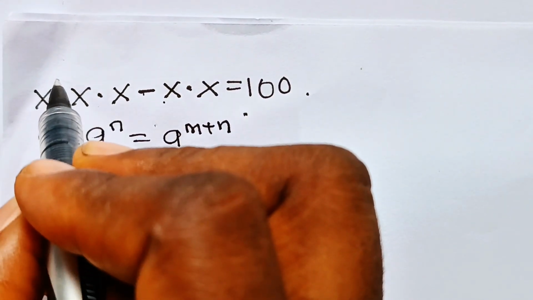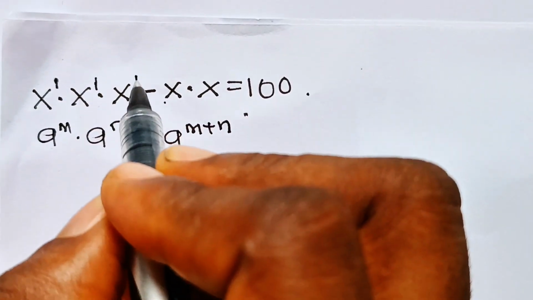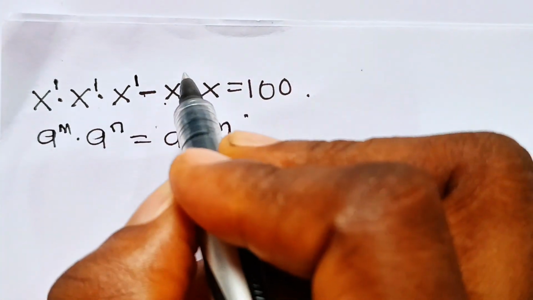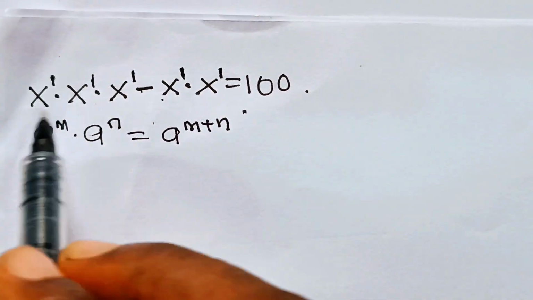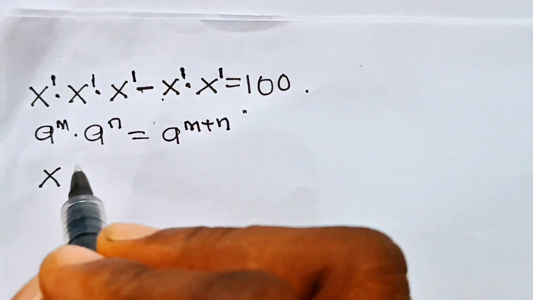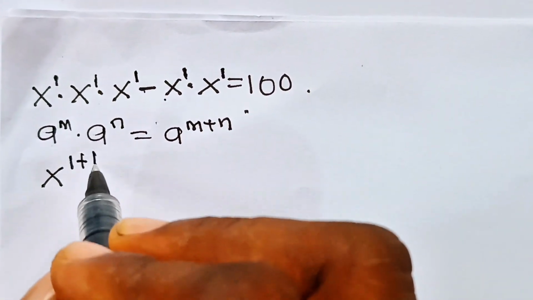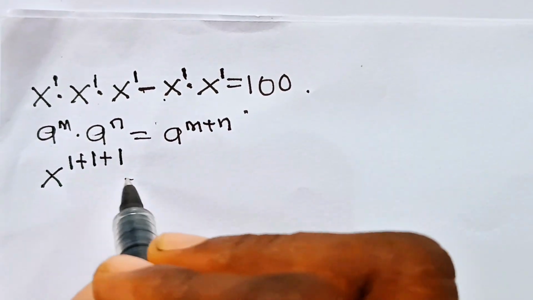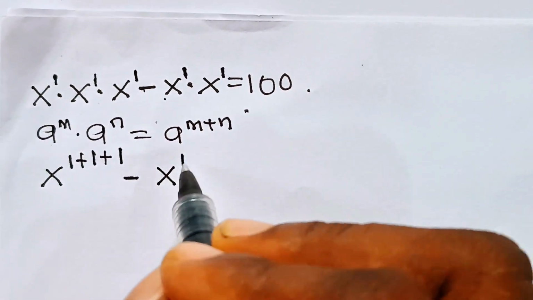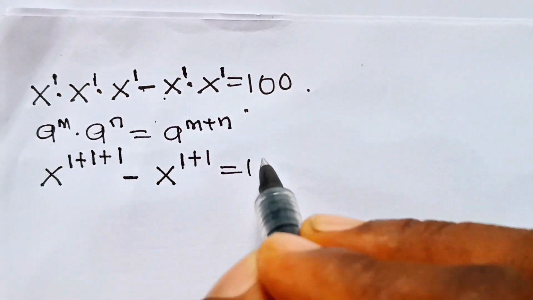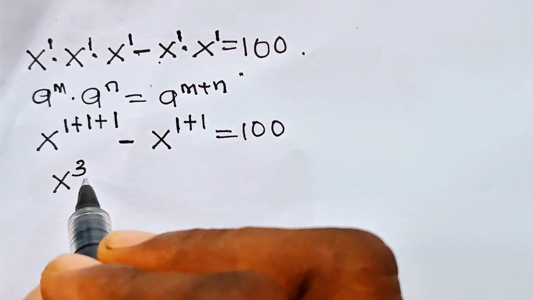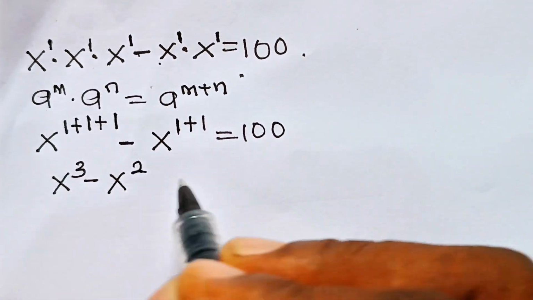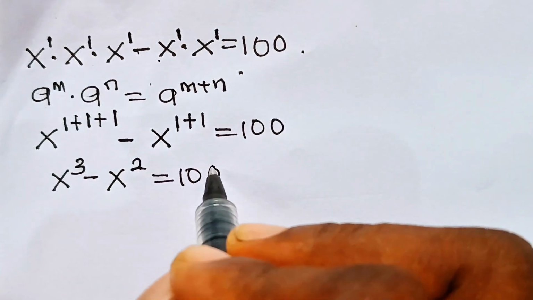Now this is x to the power of 1, x to the power of 1, x to the power of 1. Same here, x to the power of 1, x to the power of 1. So that means that we can write this as x to the power of 1 plus 1 plus 1 minus x to the power of 1 plus 1 is equal to 100. So we have x to the power of 3 minus x to the power of 2 is equal to 100.